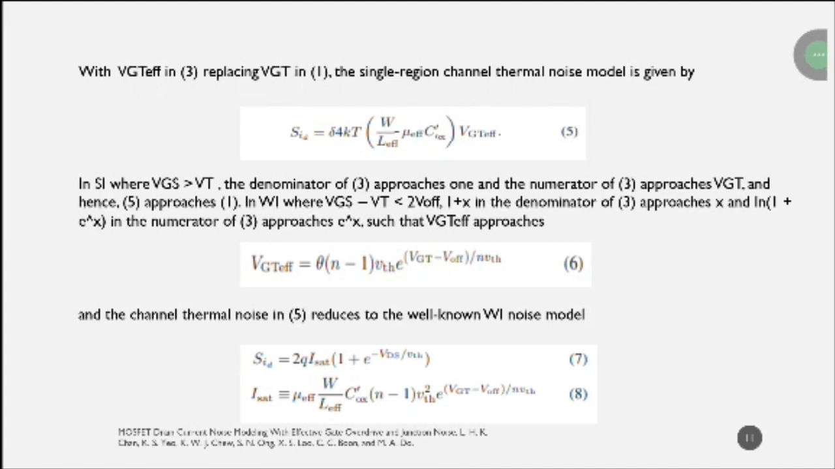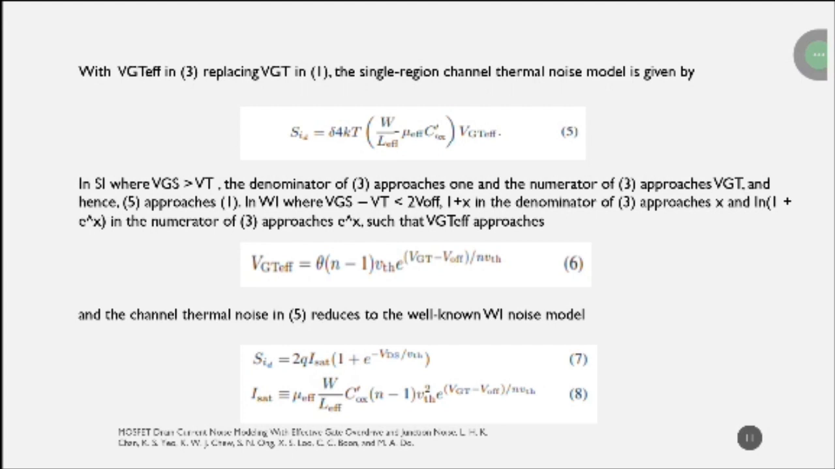So in weak inversion, VGS minus VT is less than 2n VTH. So 1 plus x in the denominator of equation 3 approaches x, and ln of 1 plus e to the power x in the numerator approaches x. So VGT effective approaches the formula: VGT effective is equal to theta of n minus 1 VTH e to the power VGT minus V of divided by n VTH.